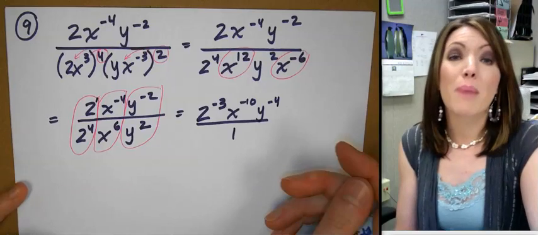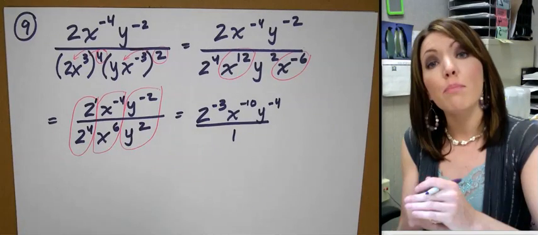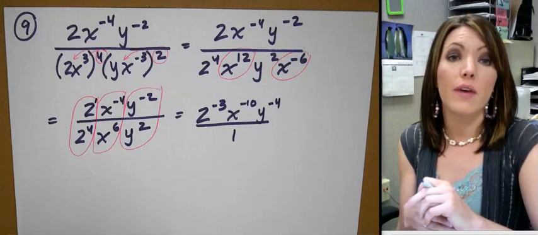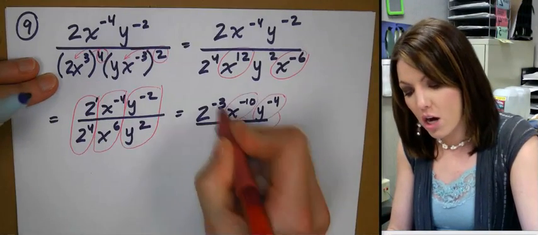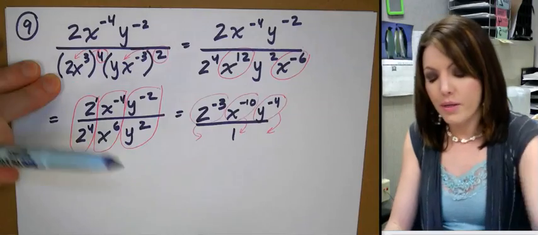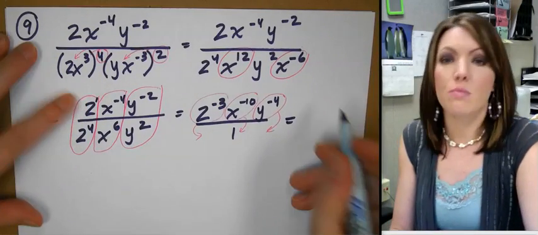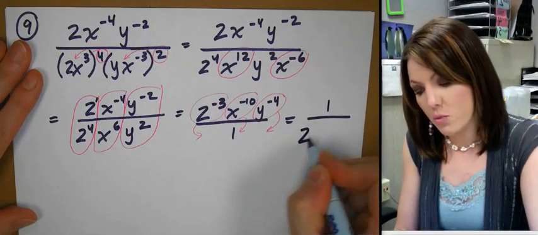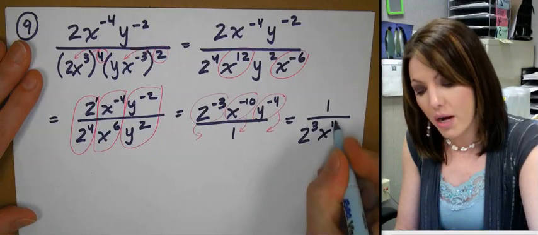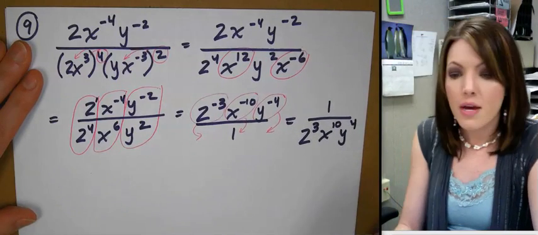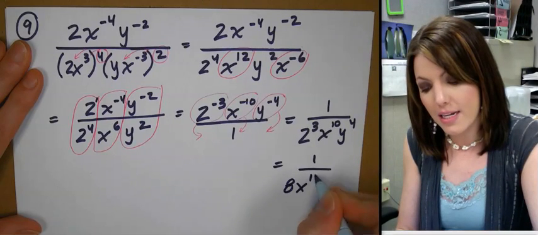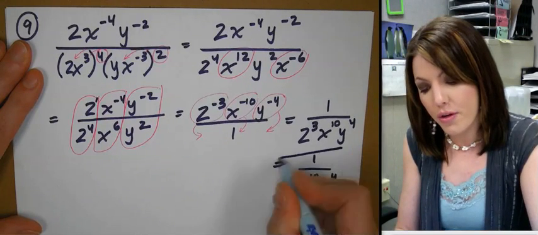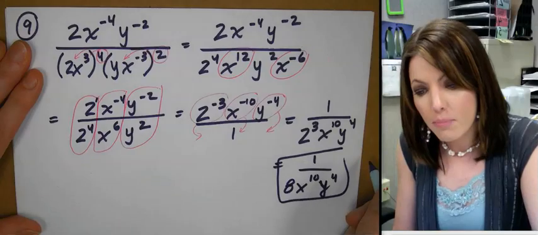And it specifies in the problem, it's not totally simplified until we have no negative exponents. So remember, the way we get rid of them is to move them to the opposite side of the fraction line. So all of them in this case move. Yay for us. So we get 2 to the positive 3rd, x to the positive 10th, y to the positive 4th. 2 to the 3rd is 8. So 1 over 8, x to the 10th, y to the 4th, which is B.